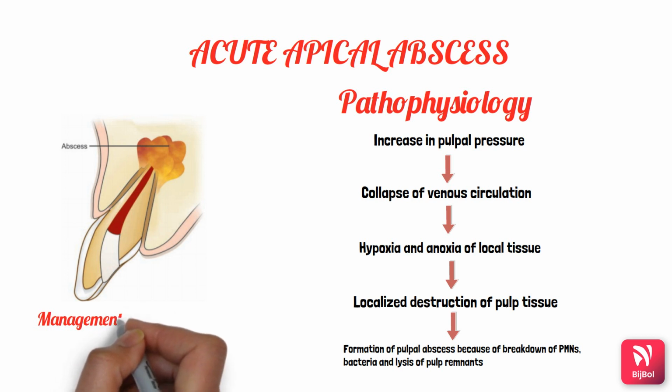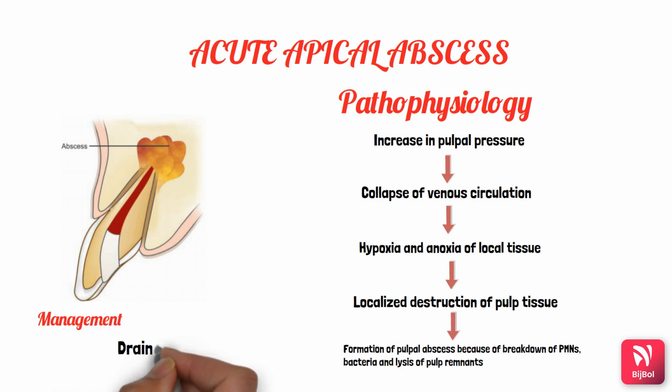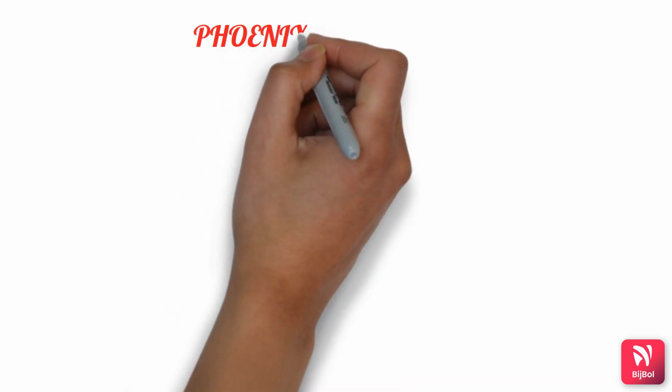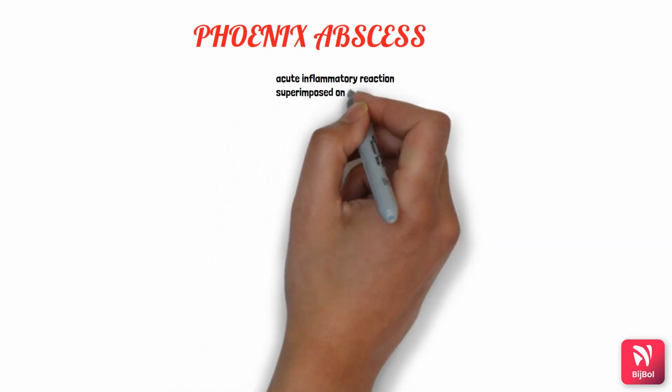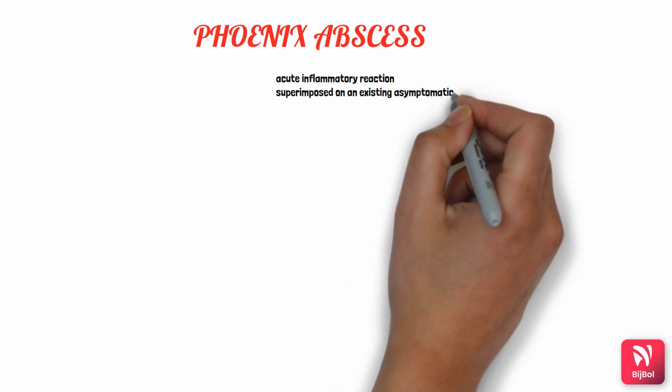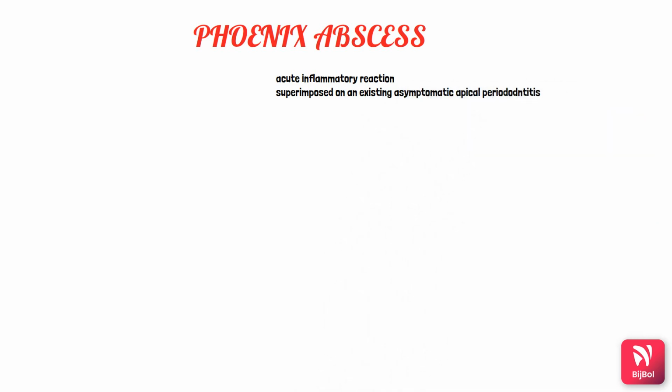And if you observe the management of this acute apical abscess, it is the drainage of the abscess, which should be initiated as early as possible. And next we'll see about the phoenix abscess. It is defined as an acute inflammatory reaction superimposed on an existing asymptomatic apical periodontitis. So, establishment of the drainage and after the symptoms subside, the complete root canal treatment would be a treatment option for this.